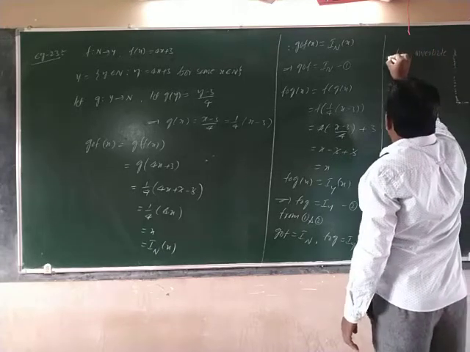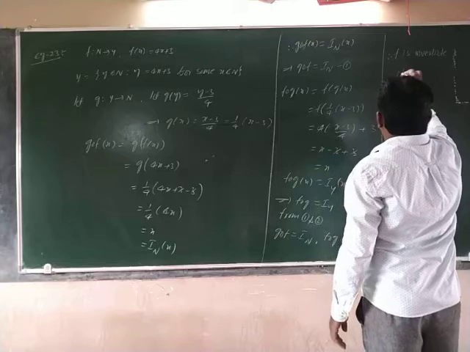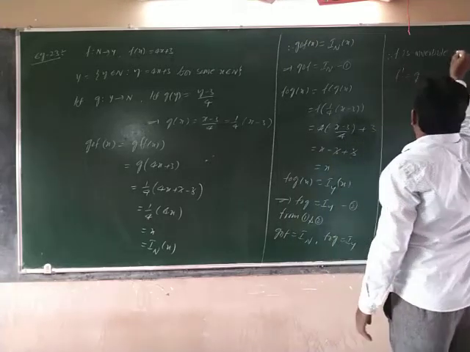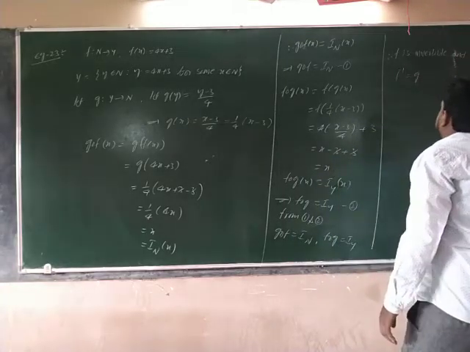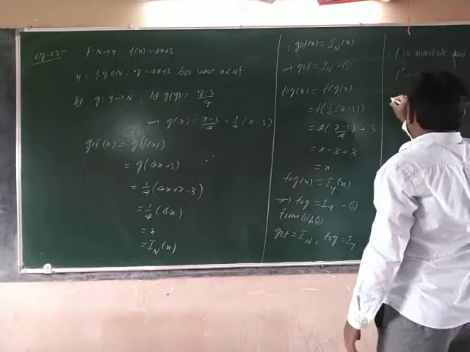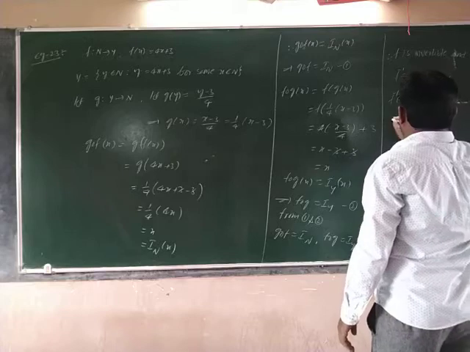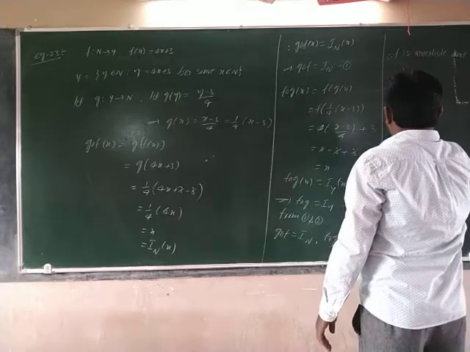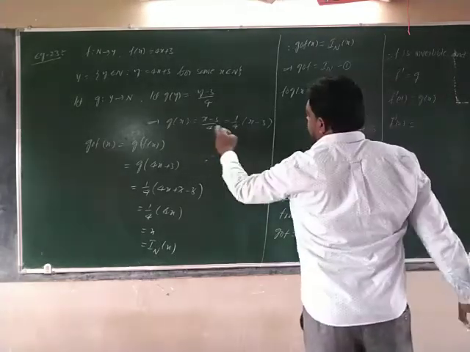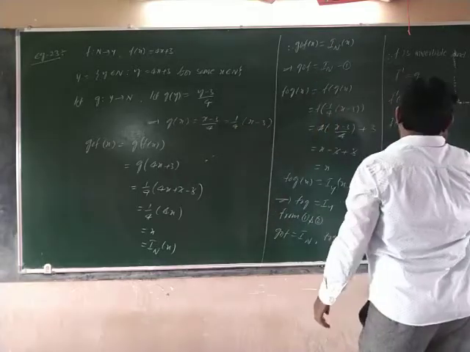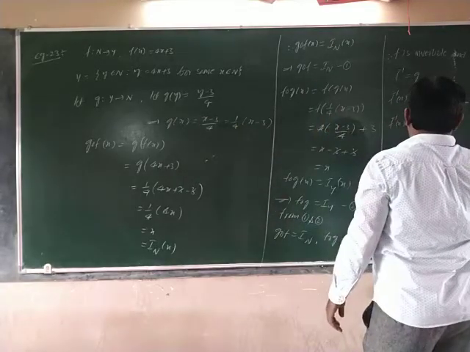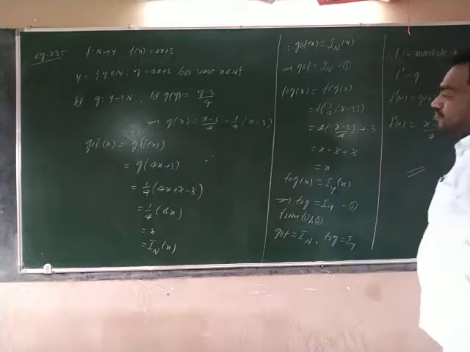F is invertible. What is the f inverse? F inverse is equal to g, that is, f inverse of x is equal to g of x. What is the g of x? It is (x minus 3) by 4. This is the answer. Right?